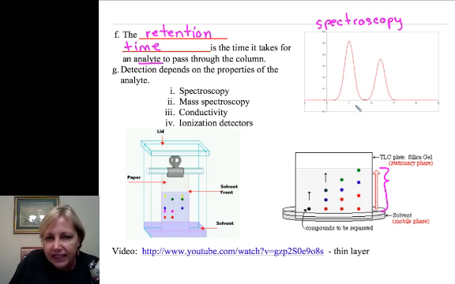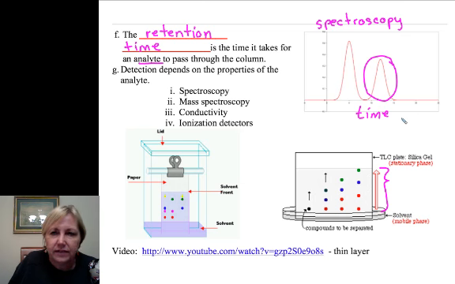Okay, so this is time on this axis. As they came off of the column, we would visualize the peaks right here, and we'd be collecting them in different vials. Then we could measure the retention time. You can also measure it by mass spectrometry, which we will eventually be covering, maybe not this year, but certainly next year. Mass spectrometry detects, not separates, based on a mass to charge ratio.